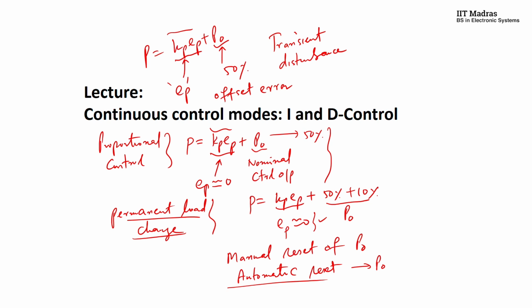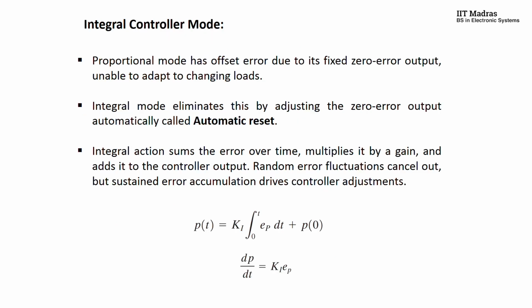Okay, so automatic reset is possible if and only if the controller output increases or decreases when error is not equal to 0.